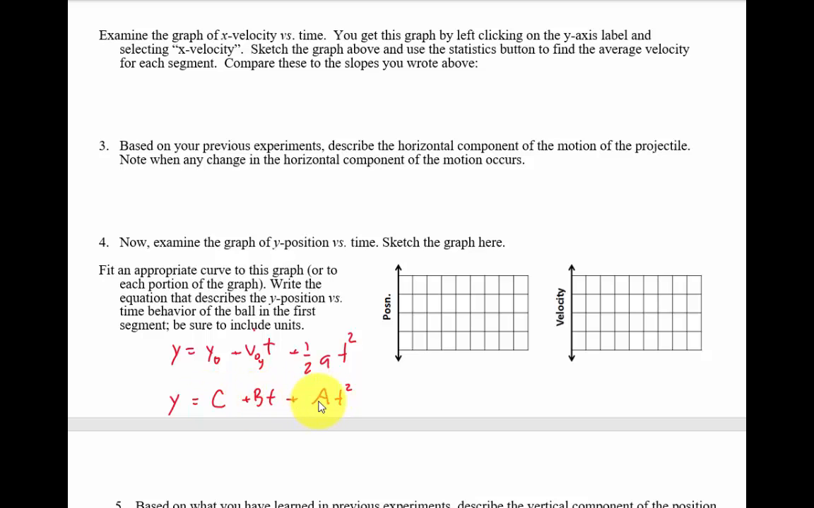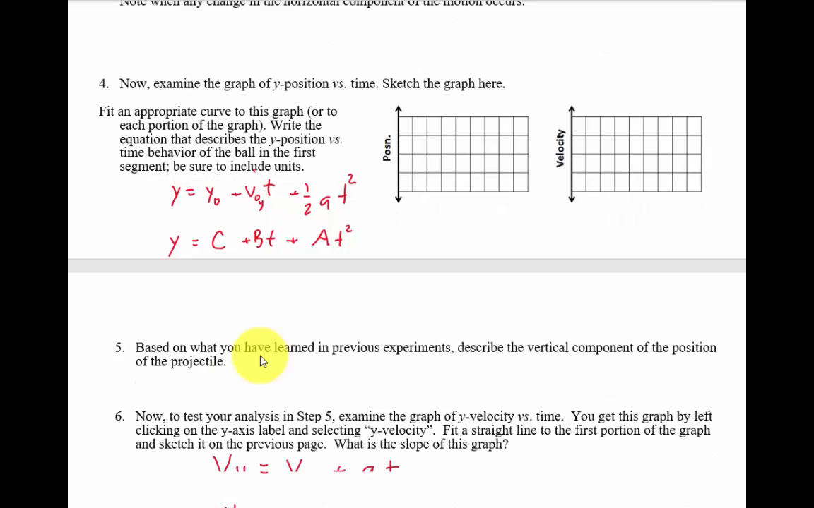Note that the a term should be negative 4.9. That is 1/2 of negative 9.8. The b term is going to be your initial y velocity. That's going to be important in a couple of steps.